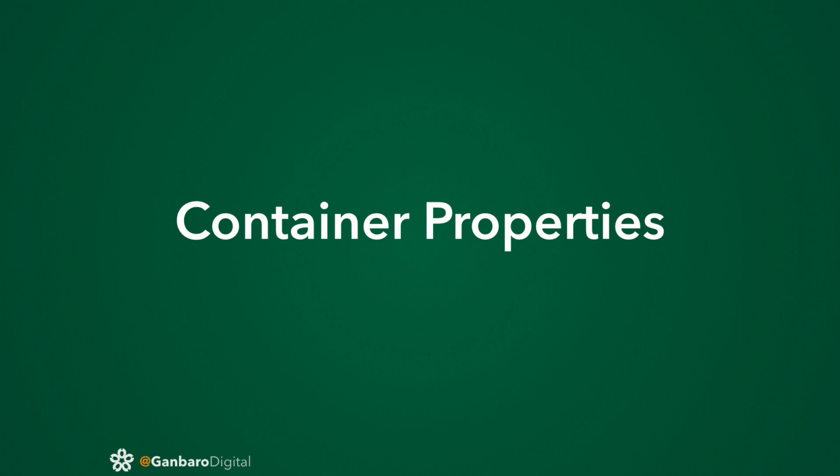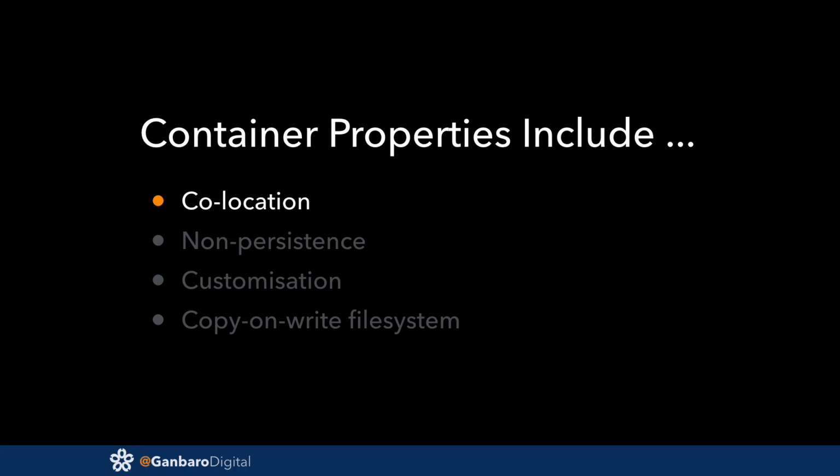So moving on to containers. There's 4 properties of containers you need to know about if you want to containerize your app. First one's co-location, what you run inside a single container. The second one is non-persistence, what you lose when your container goes away. Spoiler alert, you lose everything. You lose absolutely everything, so you've got to be careful with that.